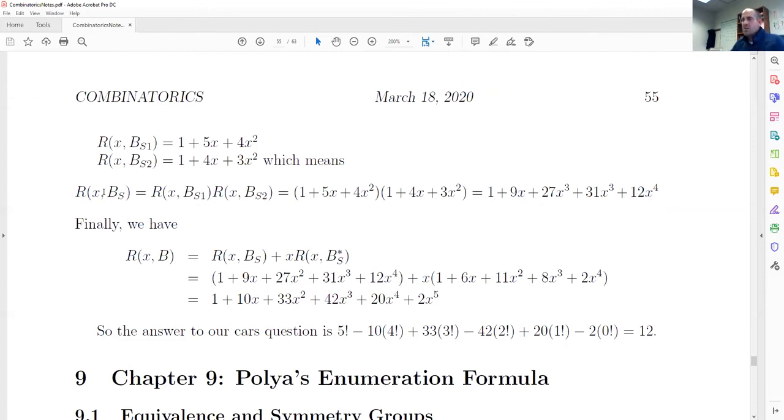And then, of course, the rook polynomial for B sub S is just the product of these two rook polynomials. And let's just make sure this is correct here. Let's see, of course, you get 1. How do I get x? Well, 4x plus 5x is 9x. How do I get x cubed? Well, 5x times 3x squared is 15x cubed, plus 4x times 4x, 16x cubed.